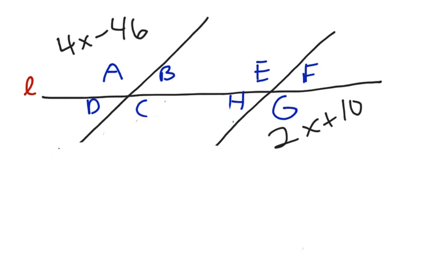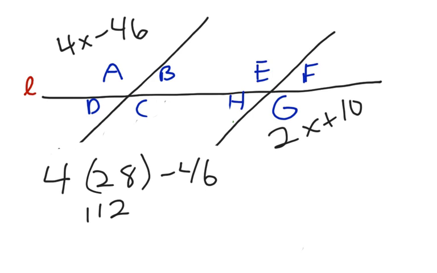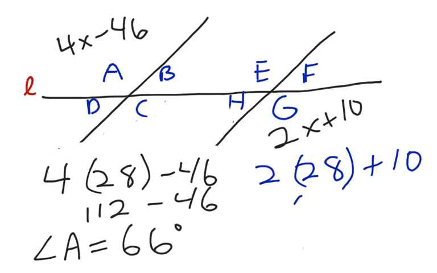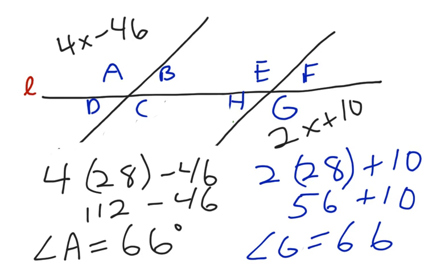I'm going to plug that 28 right back in for angle A. So 4 times 28 minus 46 is going to give us our degrees for angle A. 4 times 28 is 112. Minus 46 is going to give us 66 degrees for angle A. I'm going to plug in the 28 for x for angle G, and 2 times 28 plus 10. 2 times 28 is 56. 56 plus 10 is going to give us 66. So angle G equals 66 degrees.